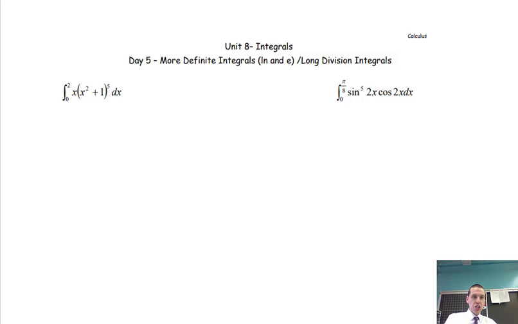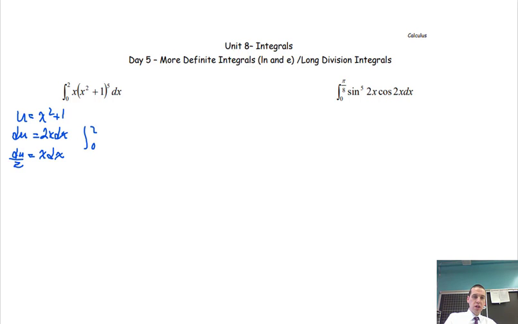So we're going to get u equal to x squared plus 1, du equal to 2x dx, and so du over 2 equals x dx. And so we'll get the integral from 0 to 2 of 1/2 out in front of u to the 5th du. And then let's just go and solve it: u to the 6 over 6 from 0 to 2.